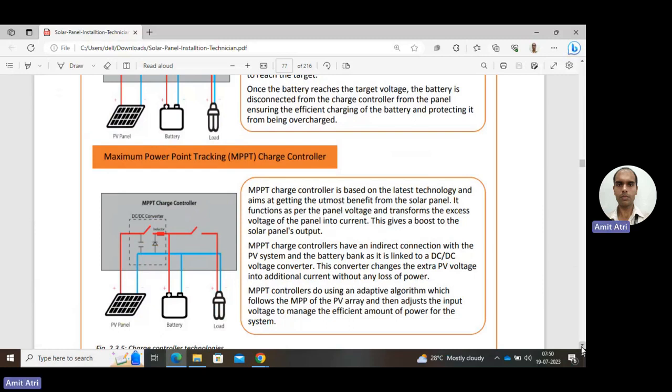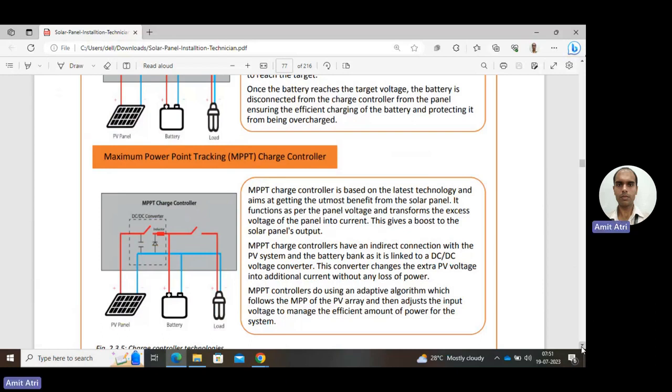These controllers have an indirect connection with the PV system and the battery bank. It is linked to a DC-DC voltage converter, because the output of the panel is DC and the battery is also DC. So a converter is used there. What is the function of the converter? It changes the extra PV voltage into additional current without any loss of power.